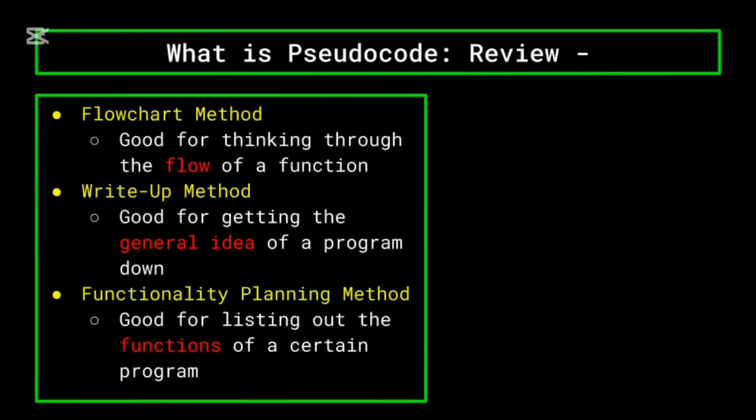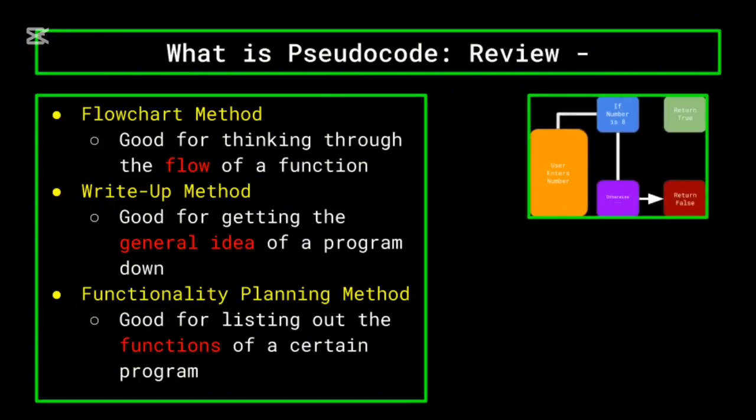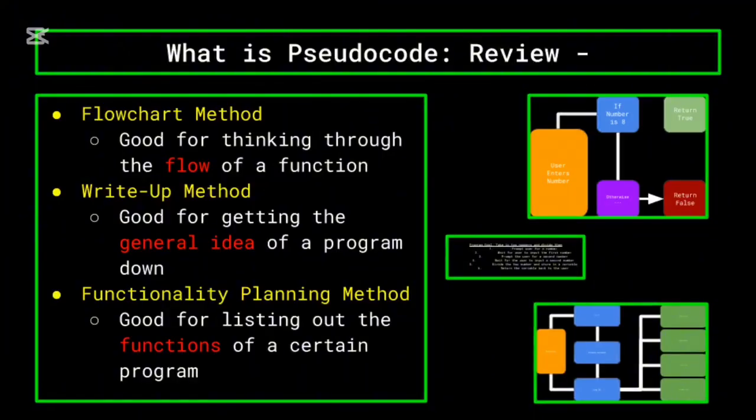So there you have it, 3 pseudocode strategies you can use to plan out your code before you even start writing any. The flowchart method, which is good for thinking through the flow of a certain function, the write-up method, which is good for getting the general idea down for a program, or the functionality planning method, good for listing out the functions of a certain program.